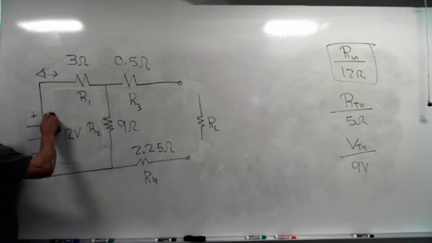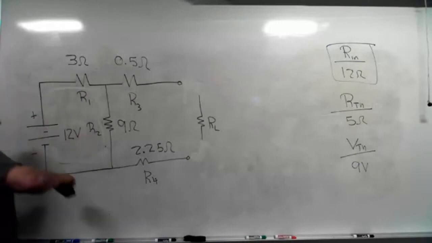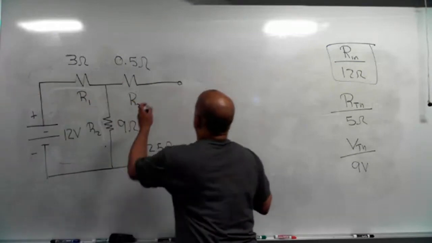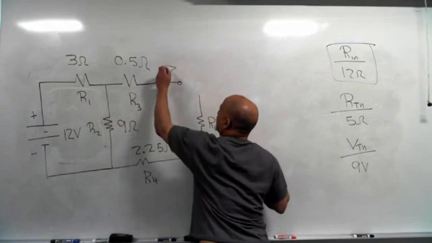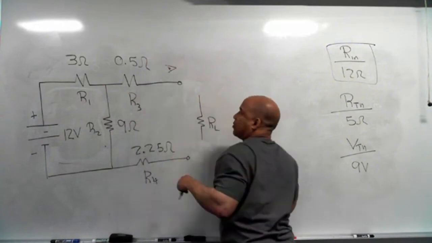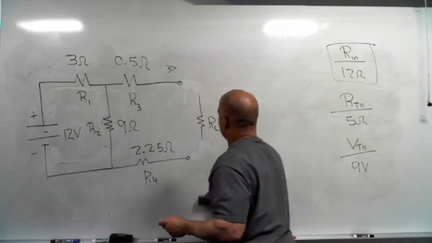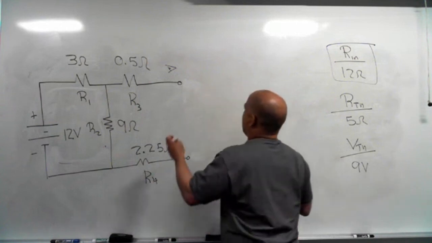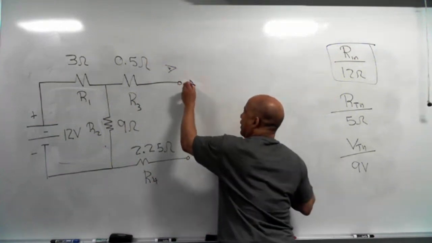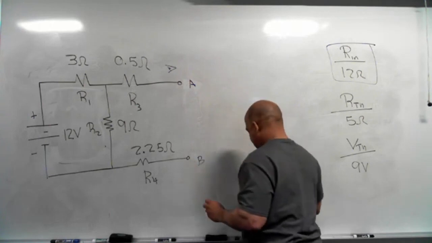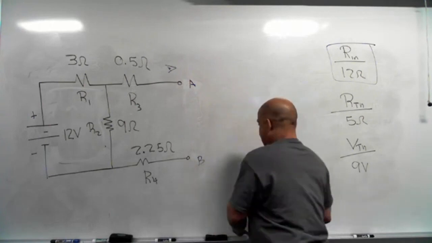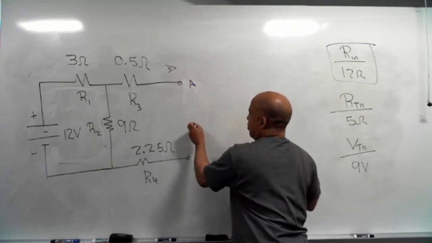Now we Thevenize. So now looking this way into the circuit, what does the load see in terms of R and V? Well, I remove the load. I name my terminals. Here's terminal A. Here's terminal B. And I connect my voltmeter up between the two.